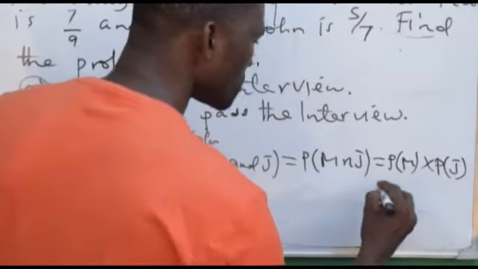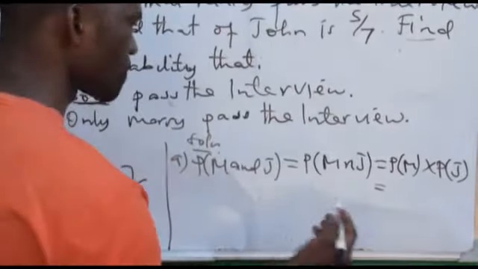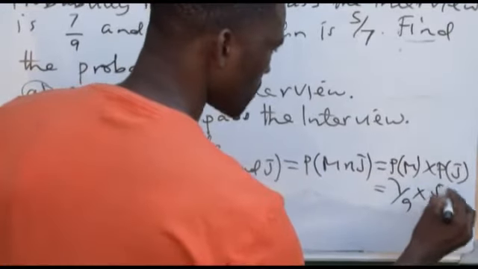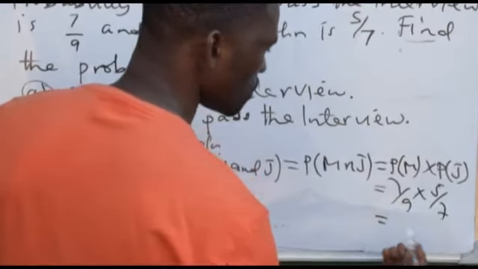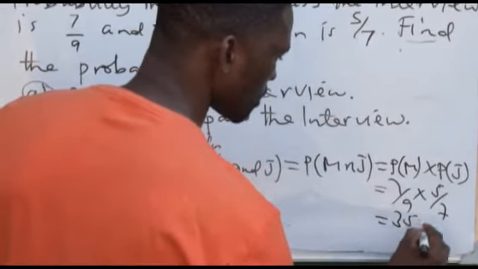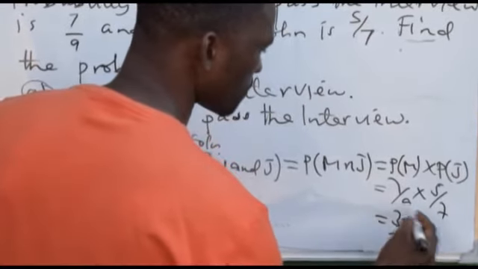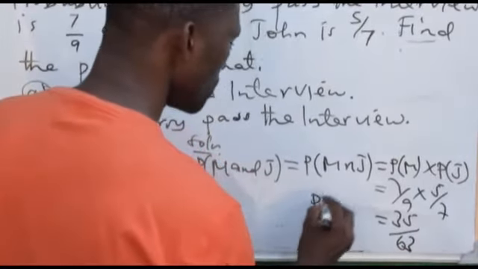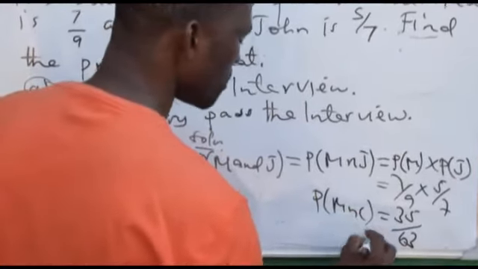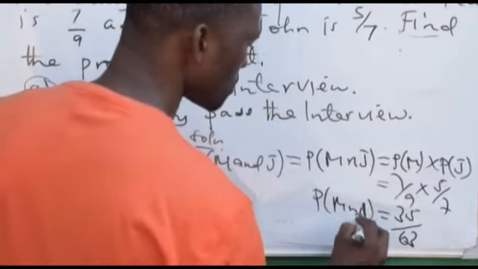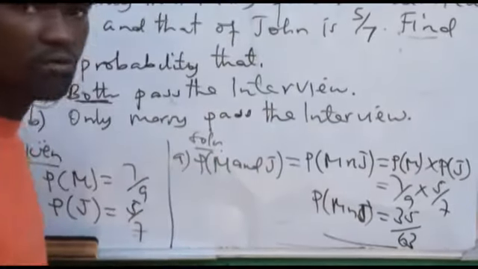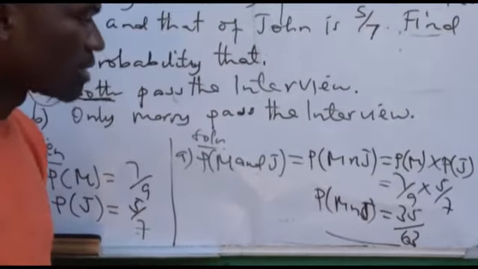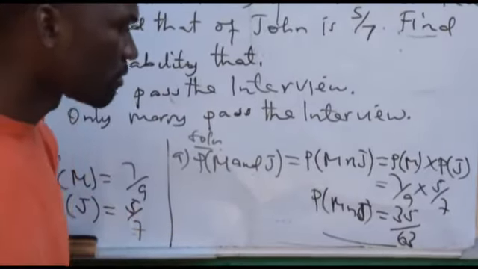So this becomes 7 out of 9 times 5 out of 7, and you'll get 35 out of 63. So this now is the probability that both of the people, Mary and John, passed the interview: 35 out of 63.